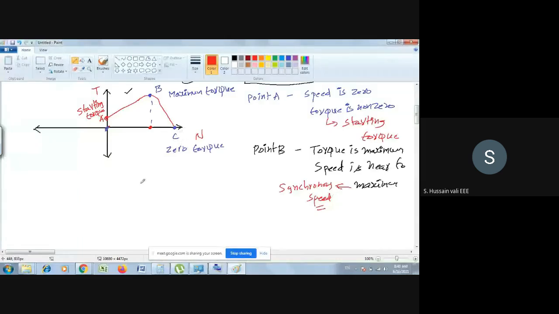Now what do you find about point C? Speed is synchronous speed. What about the torque? Torque is zero. This is very important. So these are the three points. We will not go into more discussion beyond this. I would like to stick to this point: the speed is synchronous speed, whereas the torque is zero.